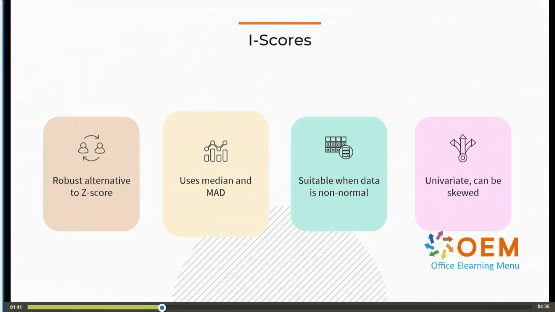So you sort your data in ascending order and find the middle value, and it is much less affected by extreme values than the mean. The MAD is the median of the absolute deviations from the data's median. In other words, you find the median value, calculate how far each data point is from that median, take the absolute values of those distances, and then find the median of those distances.